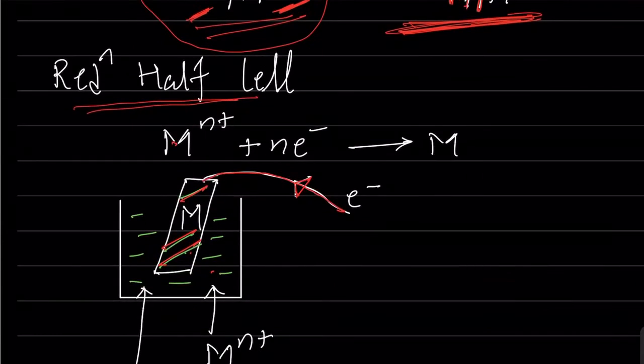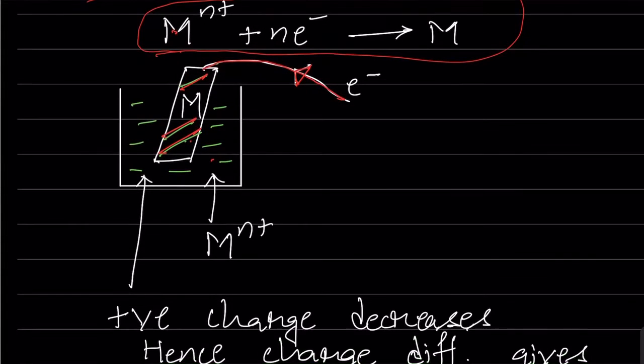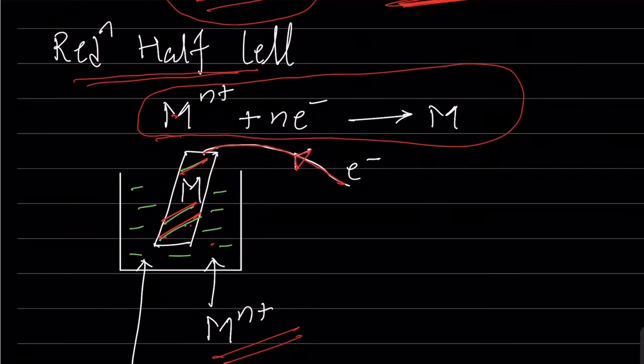How does the reduction happen? There is a cation that is gaining n number of electrons and is being converted into the metal. Okay, this is called reduction. So again we are taking a solution of Mn positive, the electrode is metal, and now I have attached a wire and the electrons are being received at the metal electrode. What is happening? The cations are getting the electrons and are being deposited as metal atoms onto the electrode.